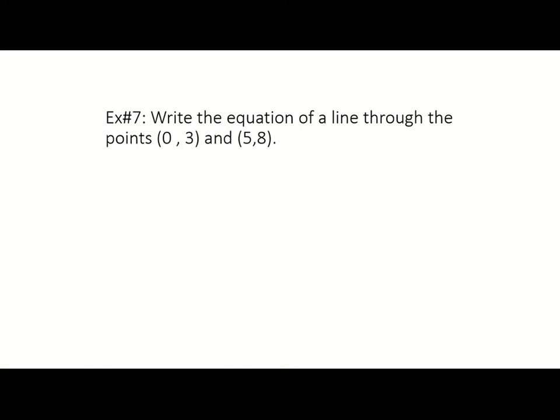So we want to write the equation of a line through the point 0, 3, and 5, 8. So in order to write our equation of the line, we have to know our slope of the line M, and we have to know our y-intercept B. So our y-intercept is always a point written 0, some number. So in this, I can see that we have a y-intercept at 0, 3. So B would be the number 3.